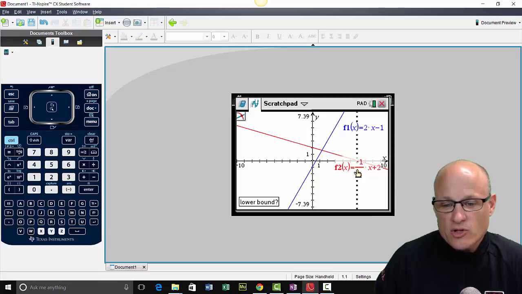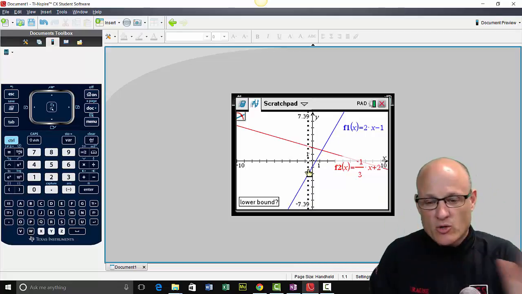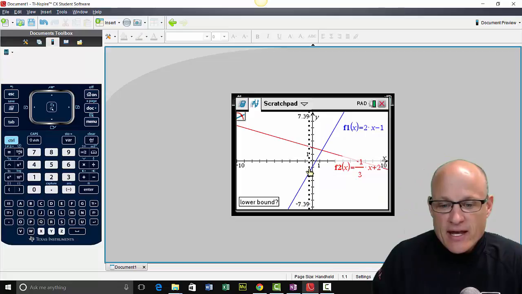So what does this little curvy line, or the straight dotted line, say? What's the lower bound? Here's the point of intersection. Lower bound means get to the left side of it. The x's are to the left, the lowest side of it, so we're going to go to the left. And then, where's the upper bound? We're going to go to the right.